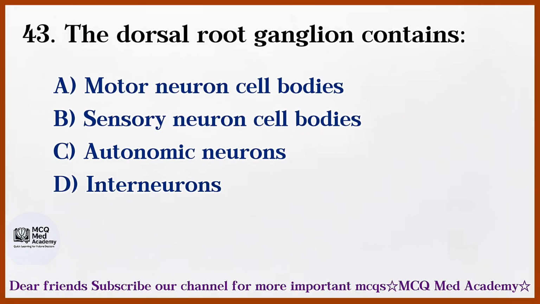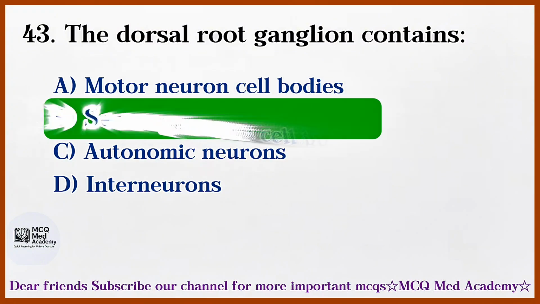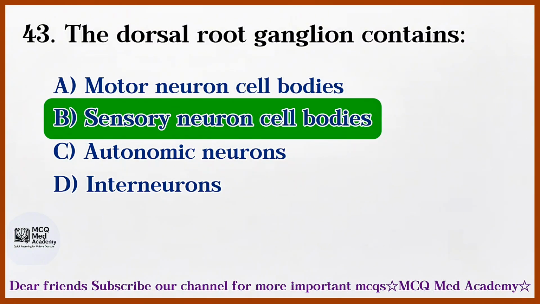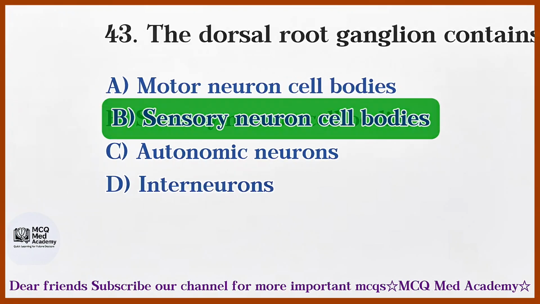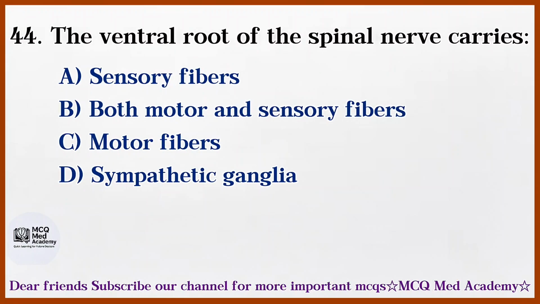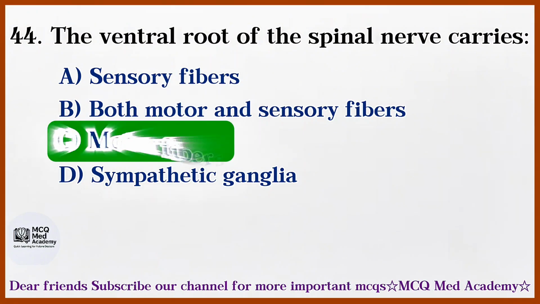43. The dorsal root ganglion contains: Correct answer, pseudounipolar sensory neuron cell bodies. 44. The ventral root of the spinal nerve carries: Correct answer, C. Motor fibers.